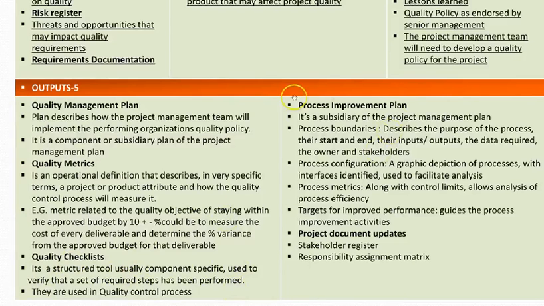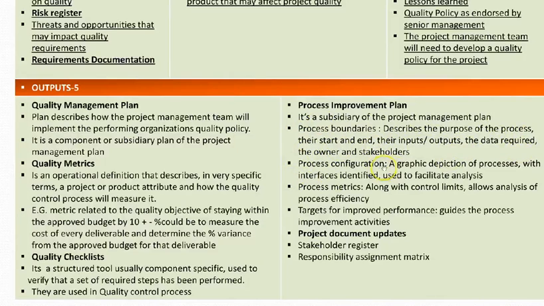The second last output is the process improvement plan, how we are going to improve the quality process improvement. It is a subsidiary of the project management plan. It has process boundaries, which describe the purpose of the process, their start and end, their inputs, outputs, the data required, the owner and stakeholders.